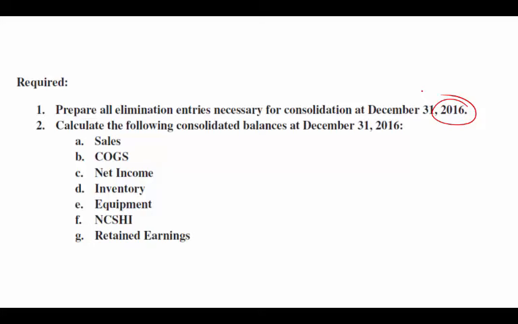Okay, so that gives us our end date and also the following balances at December 31st, 2016. Quite a few of them. Important to note, two of the main ones we're going to have to be calculating are net income and retained earnings, and we'll look at some strategies for calculating those later on.